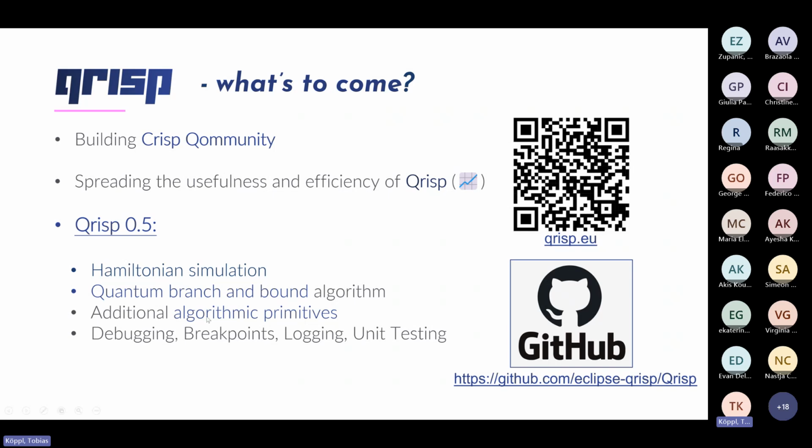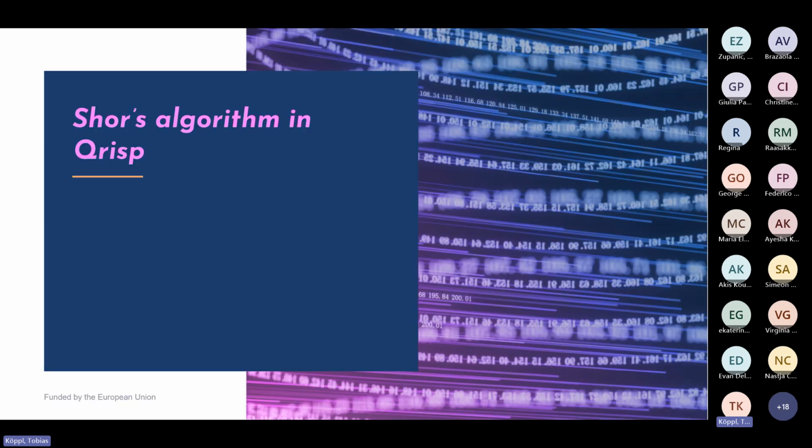If you're interested in Qrisp, here's a QR code, and here's the GitHub. We are now planning to create Qrisp 0.5, adding some more features like Hamiltonian simulation. That's the status right now on Qrisp. I can show you a short example.